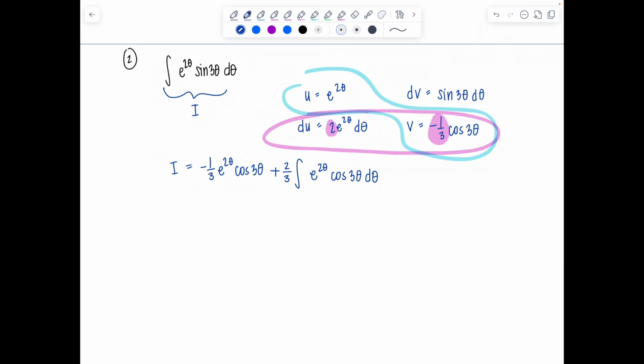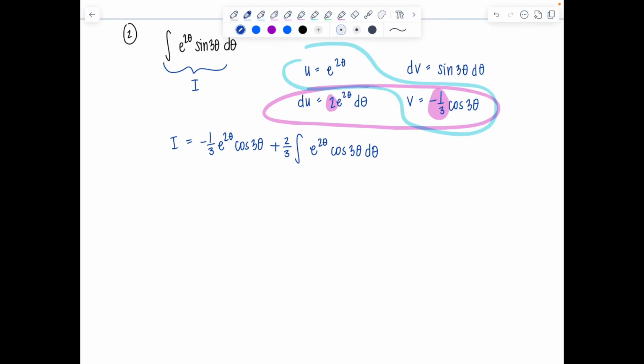Okay, the boomerang has not yet returned to us. We need one more round for it to make its way back. So just keep rewriting everything, and we're going to set up integration by parts one more time for this guy. So how should we choose things this time around? This is where you have to be consistent and match exactly the way you chose it in round one.